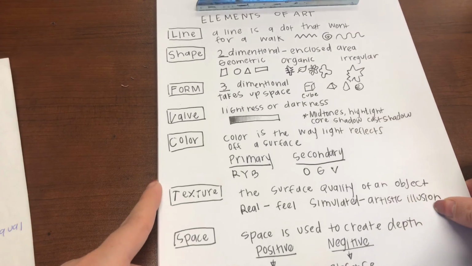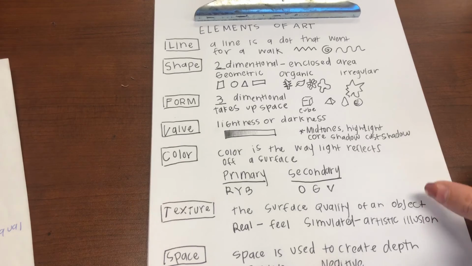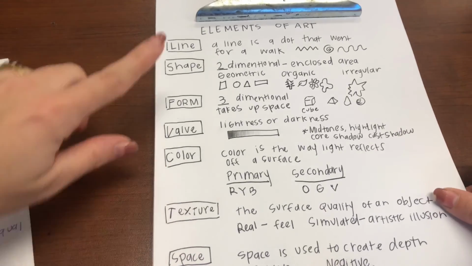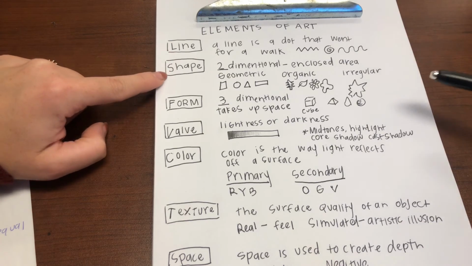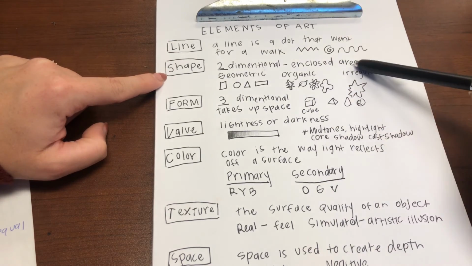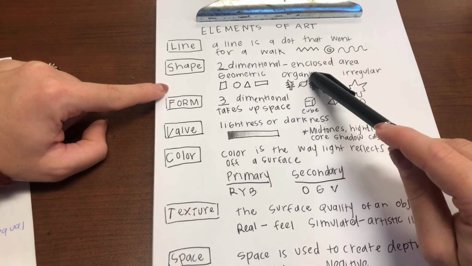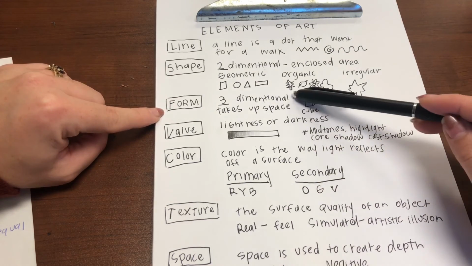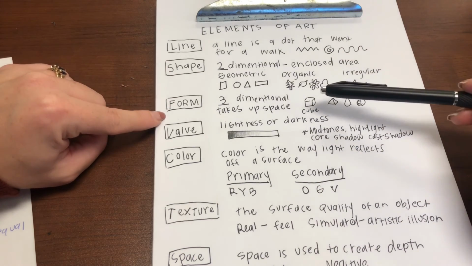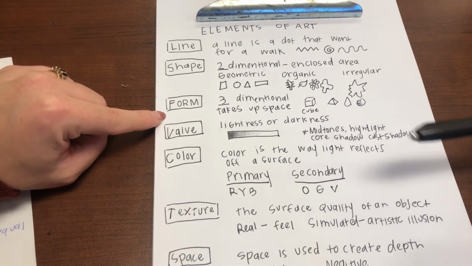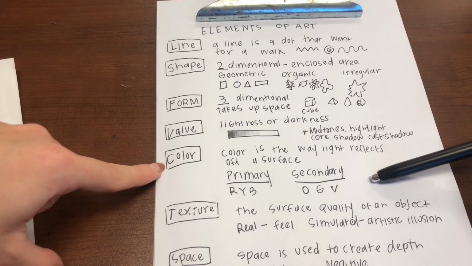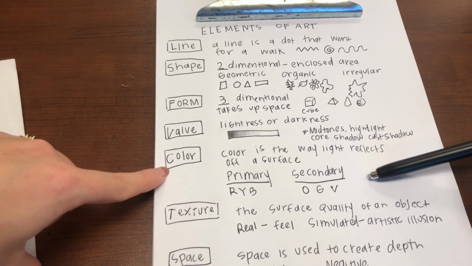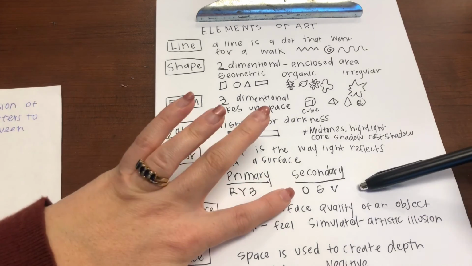Okay, so those are all of our different elements. Once again, you have line, which is a dot that went for a walk. Shape is a two-dimensional enclosed area, and you can have geometric or organic. Form is three-dimensional and takes up space, like your cubes, cones, and spheres. Value is light to dark. Color is the way light is reflected off of a surface. You have your primary colors and your secondary colors.